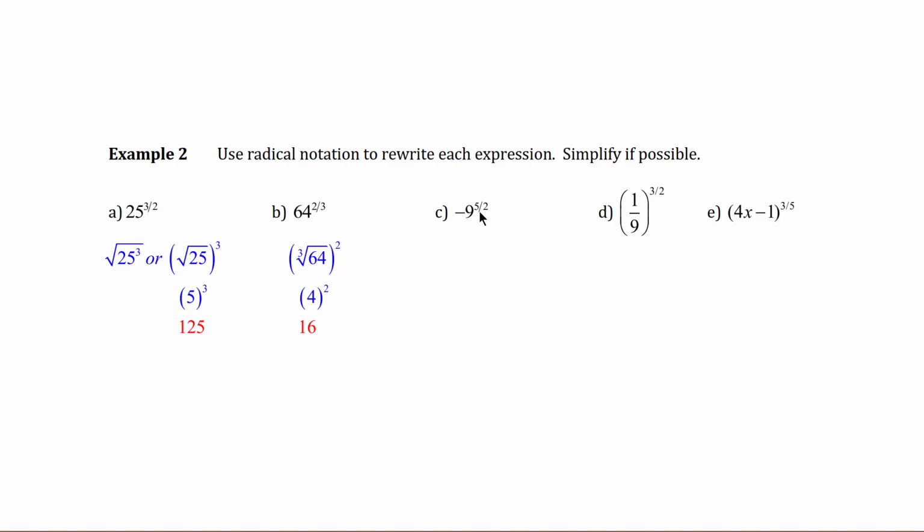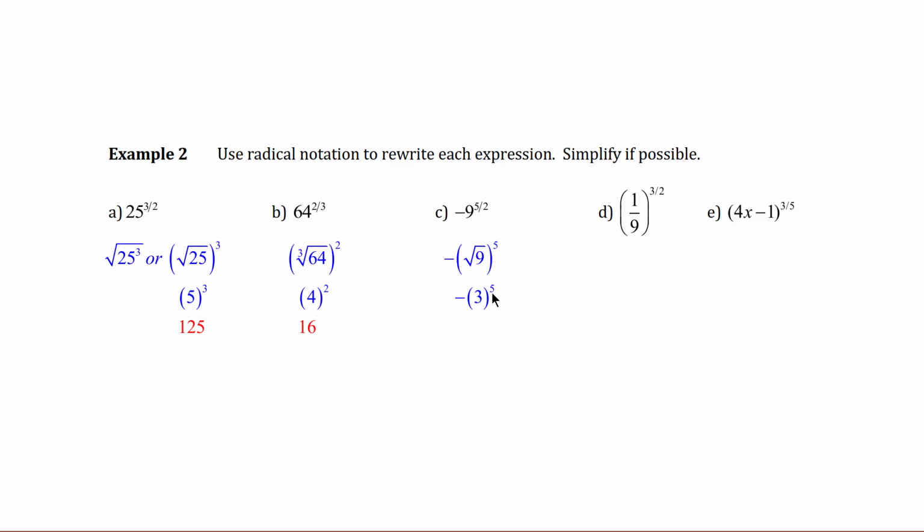For this problem, be really careful when converting it into radical notation. The negative should be included on the outside of the parentheses, not on the inside. So we would rewrite this as negative, parentheses, square root 9, and an exponent of 5 on the parentheses. Next, we could simplify. We take the square root of 9, which is 3, so I have negative parentheses 3, and then an exponent of 5 on the parentheses.